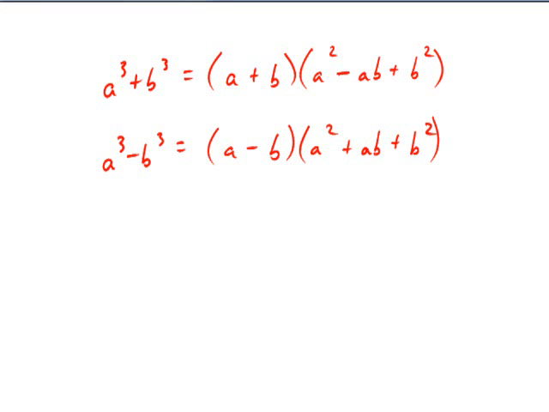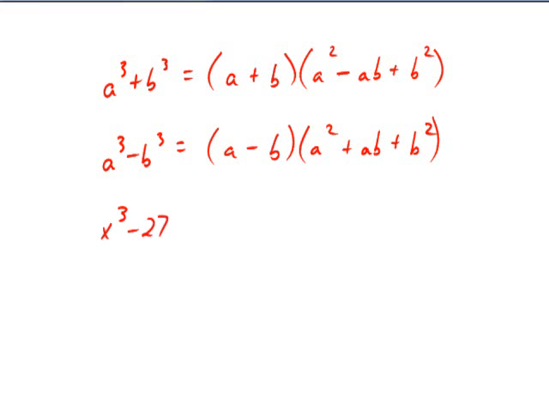If you multiply these factors together, a plus b times a squared minus ab plus b squared, you'll get a cubed plus b cubed. Same thing with the other factored form. You might want to try that on your own just to make sure. So let's look at how we factor this. Look at an example of this.